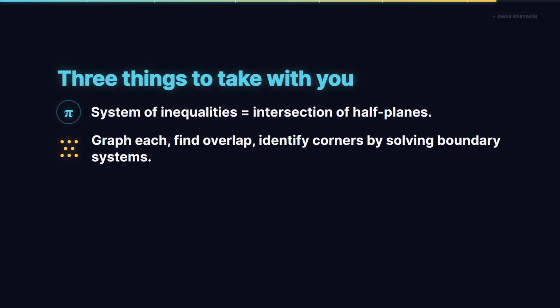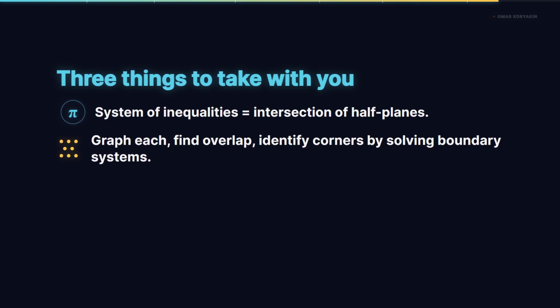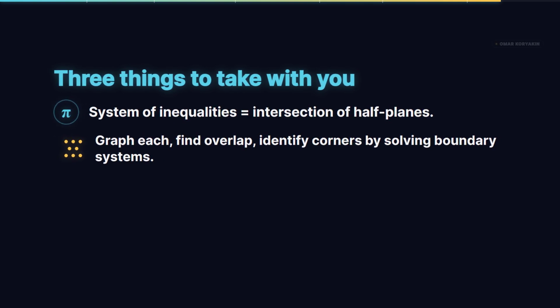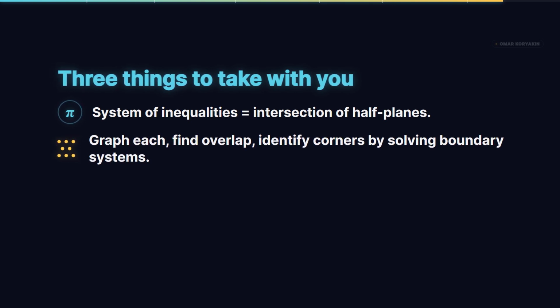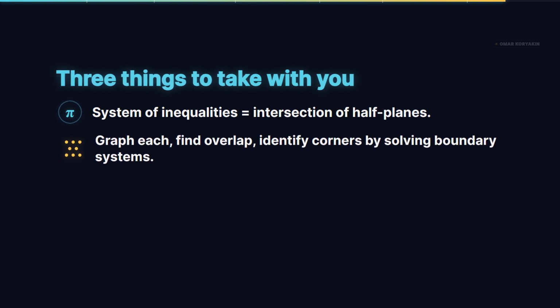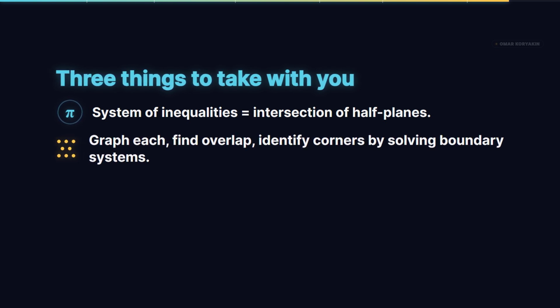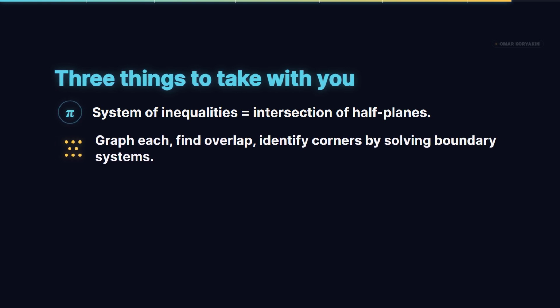Second, to solve a system of inequalities graphically, graph each inequality individually using the half-plane method from Section 4, Lesson 8, identify the intersection of all the shadings, and find the corner points by solving the boundary systems pairwise. Corner points are the intersections of pairs of boundary lines treated as equations, computed with the Section 6 system solving methods.